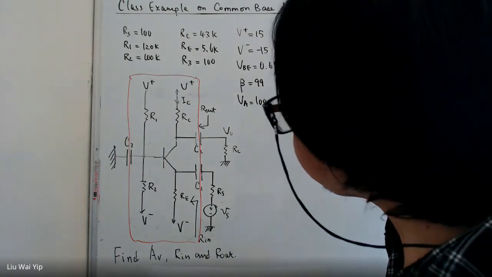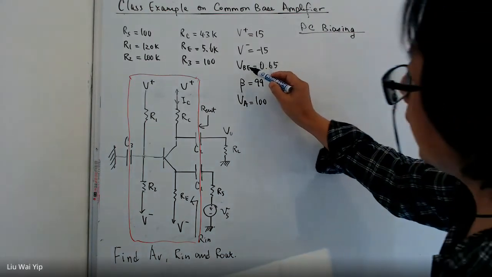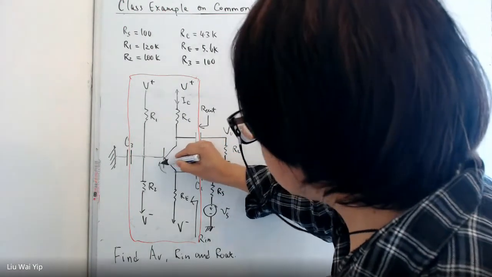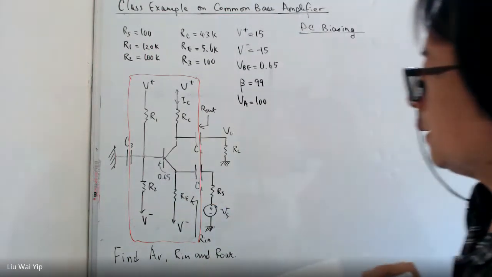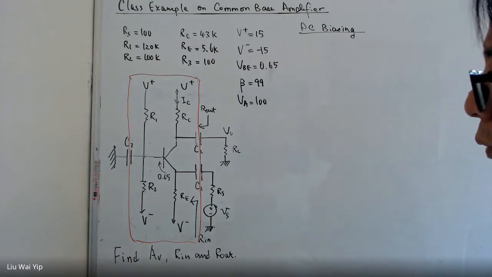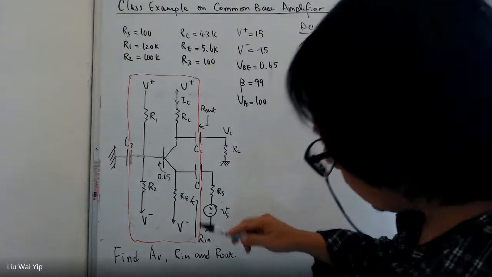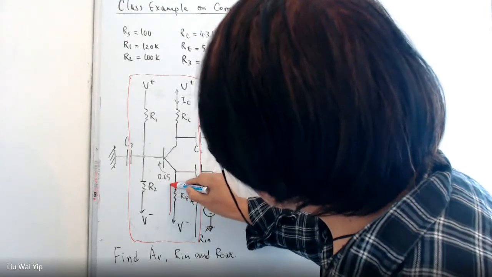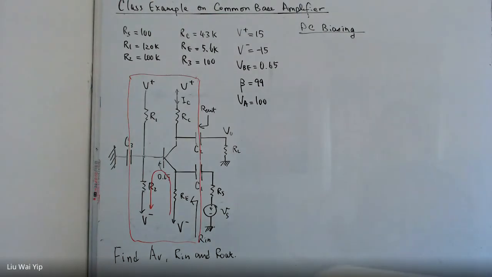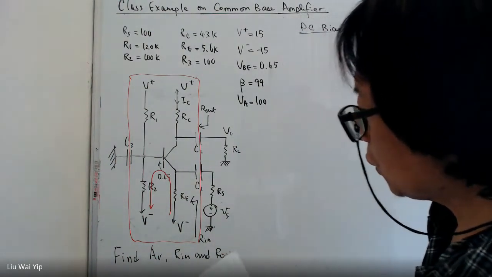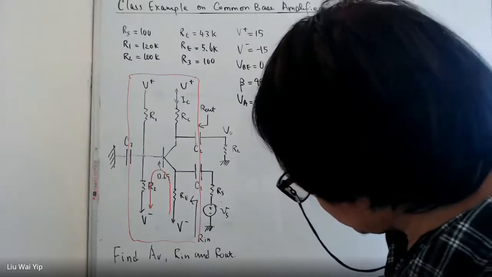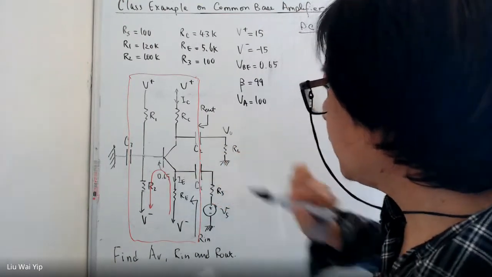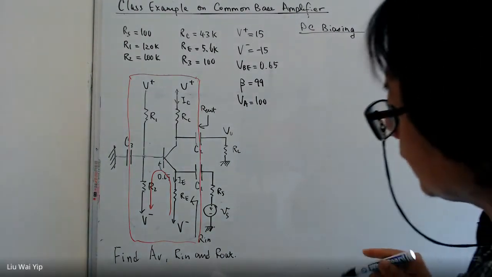So now, to begin with, they provide the base emitter voltage as 0.65. What we can do is look at the voltage loop over here. You can just go through this loop and apply Kirchhoff's voltage law. So now suppose you have a current here, IE. IE should be very similar to IC.